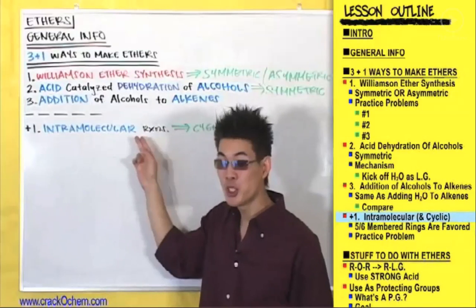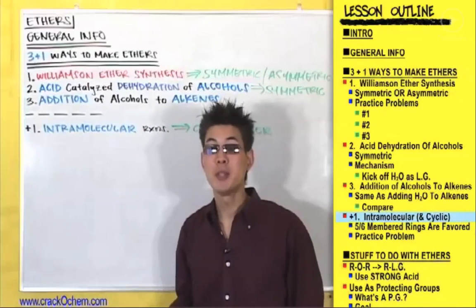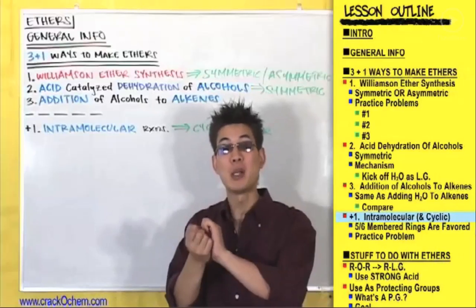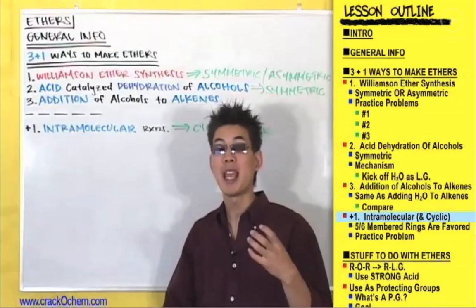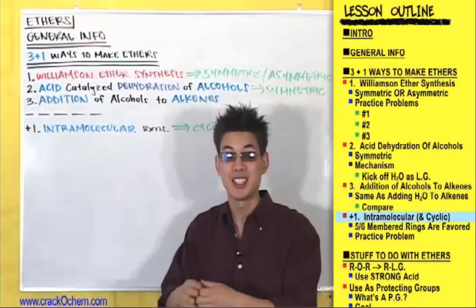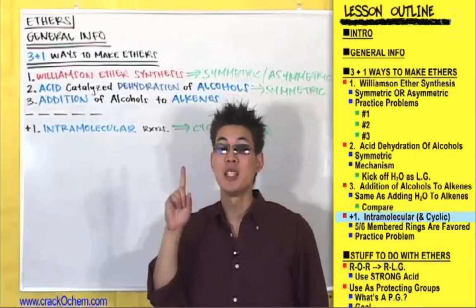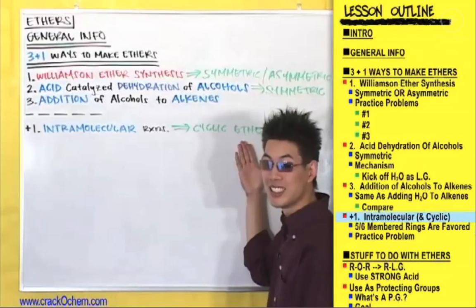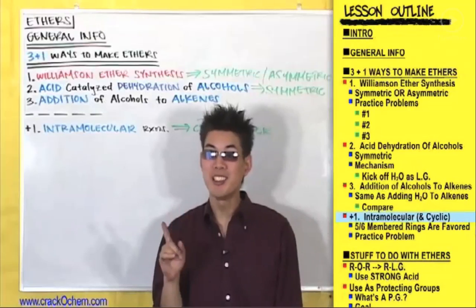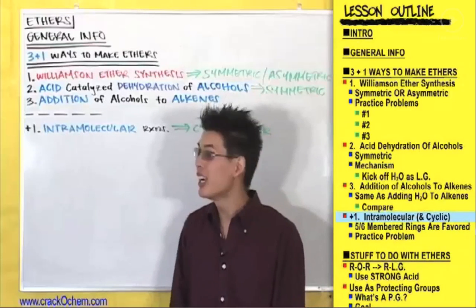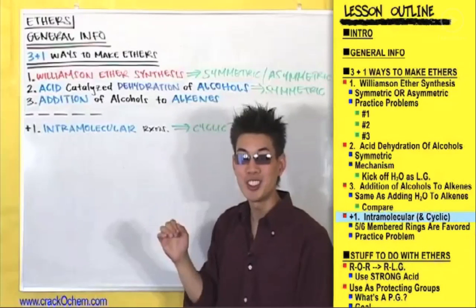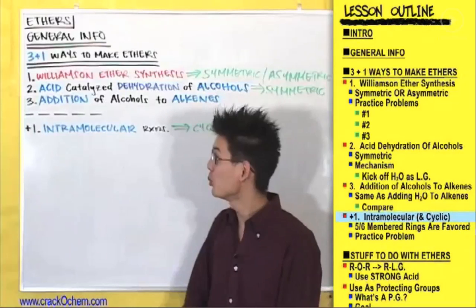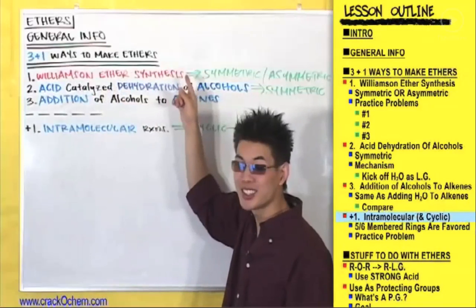And what does this mean, intramolecular? This means that we're going to be doing the reaction all inside one molecule. So we're not going to be adding in a bunch of molecules to react together. This reaction is going to occur within one molecule. It's going to react within itself to make a cyclic ether. But believe me when I tell you, you actually already know how to do this reaction also. It's actually just an adapted form of the Williamson ether synthesis.